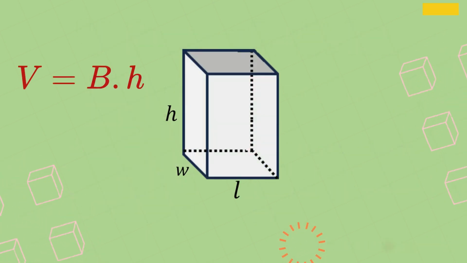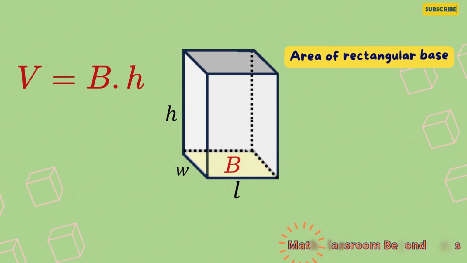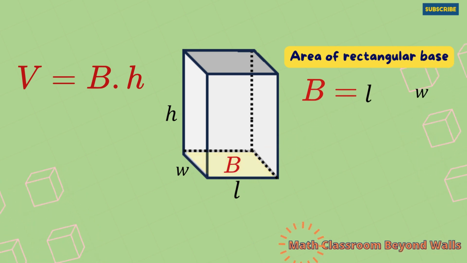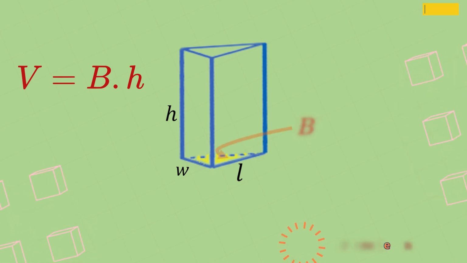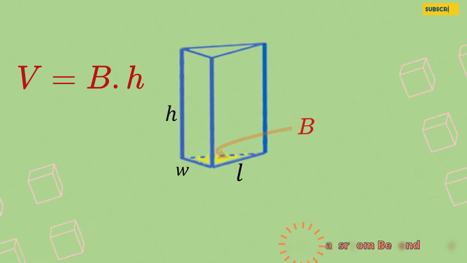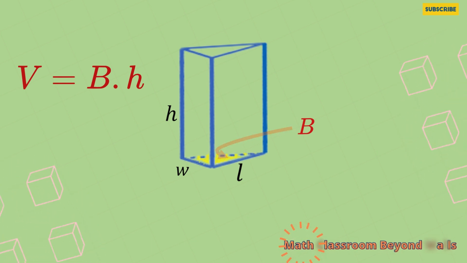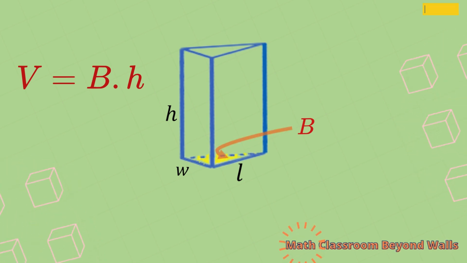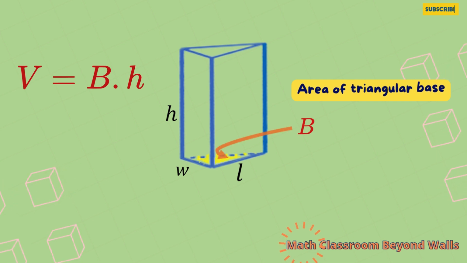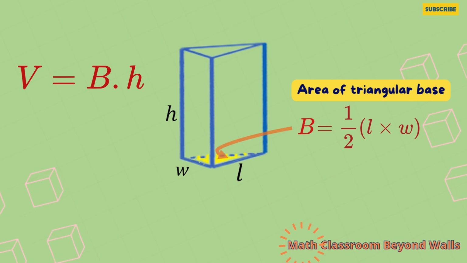If the prism is a rectangular prism, B is the area of the rectangular base, which is length times the width. If the prism is a triangular prism, B is the area of the triangular base. Recall that the area of the triangle is 1/2 the area of the rectangle. Thus, if the area of the rectangle is length times the width, then the area of the triangular base is 1/2 the length times the width. Did you get it, learners?